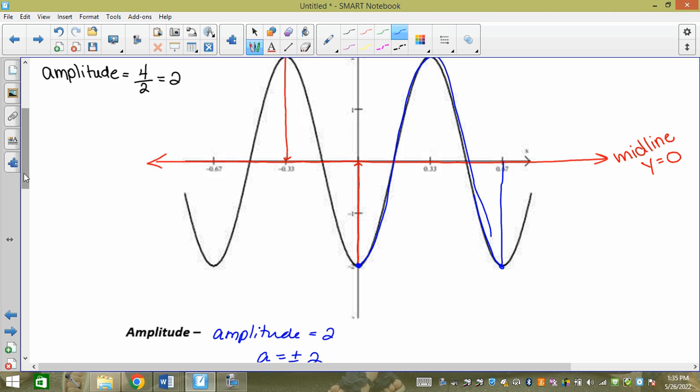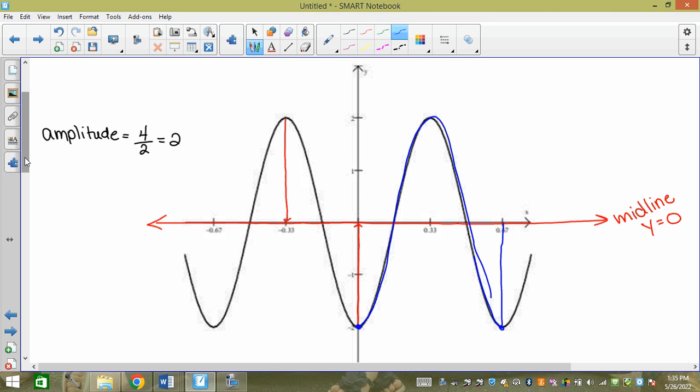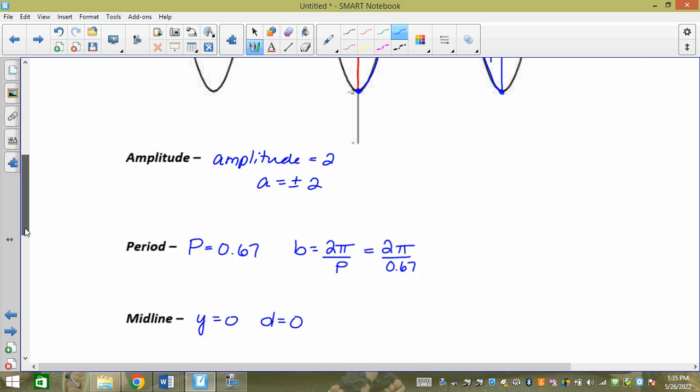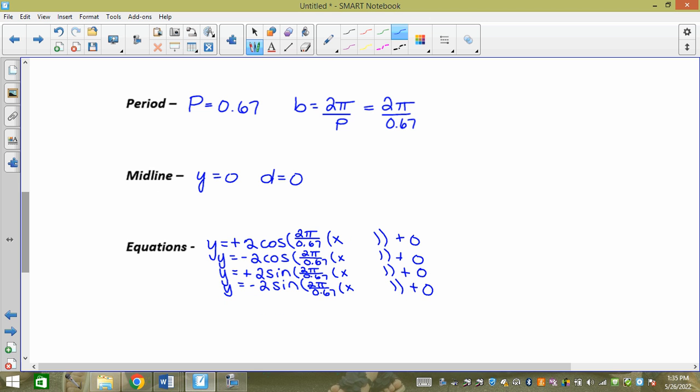I have 2 options. Both my maximums are equally as close. If I pick this 0.33, I would do x what? Plus 0.33. If I pick this one, it's going to be x minus 0.33, right? I'm going to go right. So I'm going to go x minus. It's the other way. We said minus. Minus goes right, always. Positive goes left.